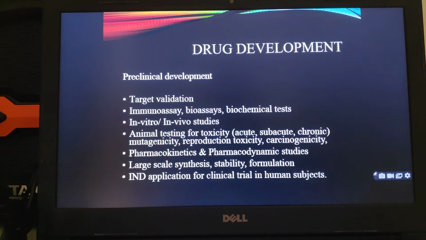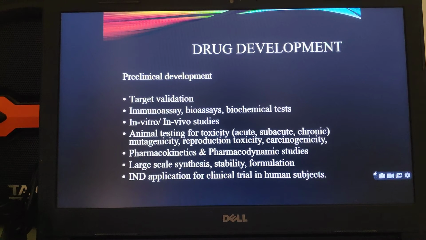Now the preclinical development. Once the target is identified and our lead is optimized, the target is validated by various laboratory techniques like immunoassays, bioassays, and various biochemical tests. There are several in vitro and in vivo tests which are conducted, and once the target is validated, the molecule enters into the animal studies. In the animal studies, the first thing done is the toxicity studies, just to see whether the molecule is safe or not.